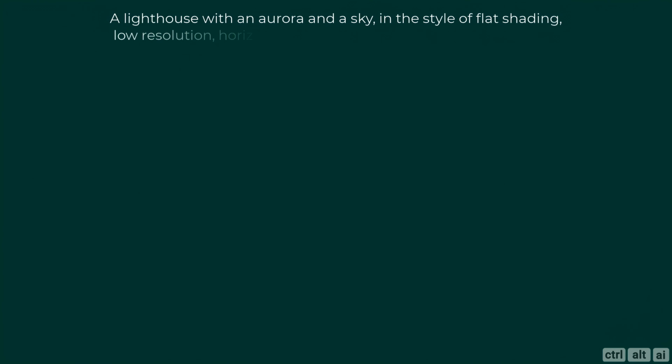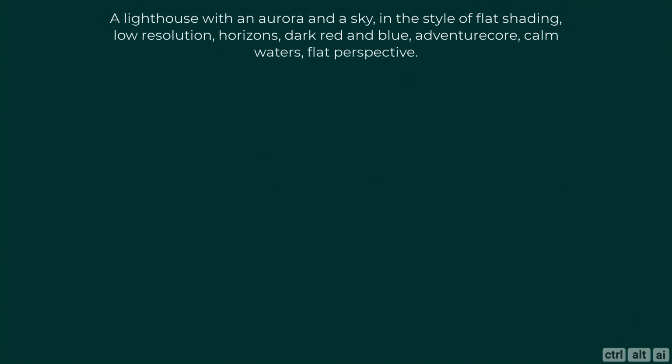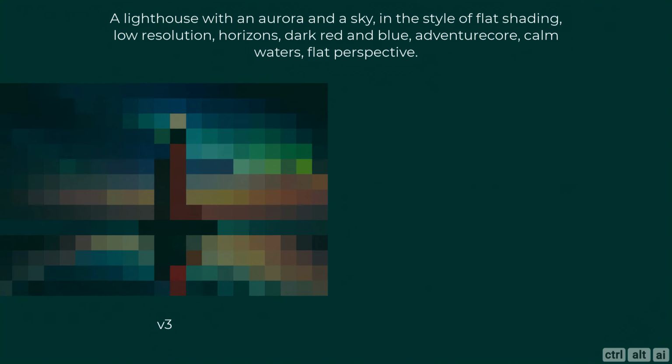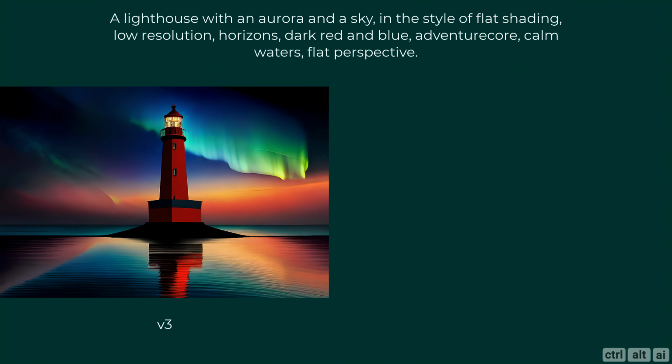Before I move on to the negative parts of version 4, I want to show you a couple more images. The following is a lighthouse image. The prompt is, a lighthouse with an aurora and a sky, in the style of flat shading, low resolution, horizons, dark red and blue, adventure core, calm waters, flat perspective. Well, I picked up a bad habit from Midjourney where I put core at the end of everything. I was thinking, why don't I also try it here?